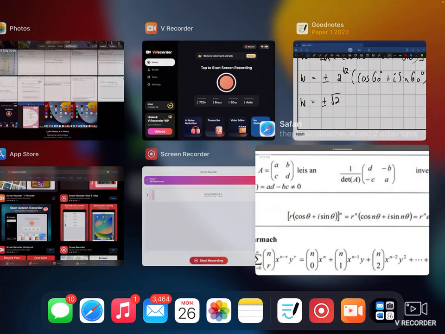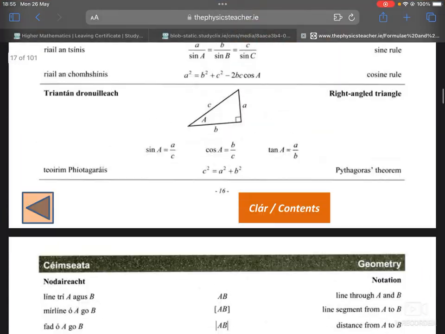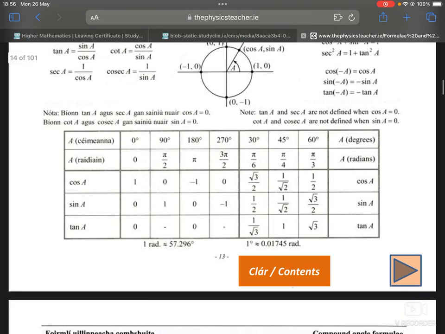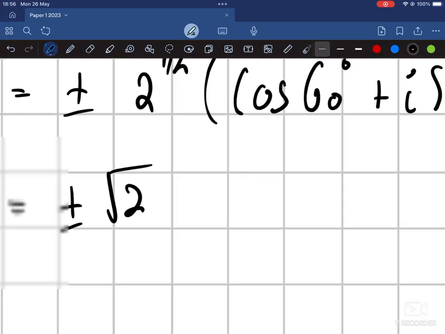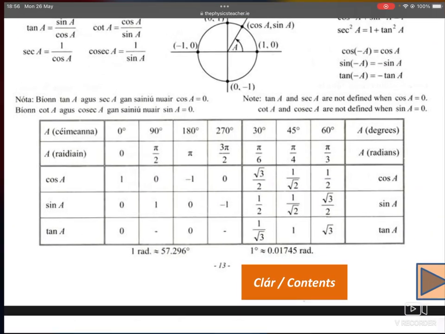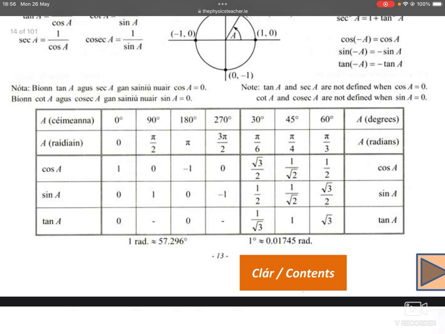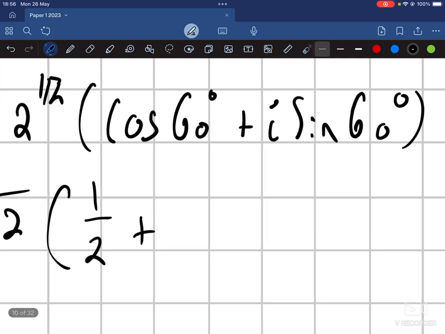And then cosine of 60. Use your calculator for this, but I don't have mine on me, so I'm going to have to use the tables book. Cosine of 60 is a half. So that's a half. And then plus sine of 60 then. Sine of 60 is root 3 over 2. Right? Yeah, root 3 over 2. Okay. Plus i root 3 over 2.